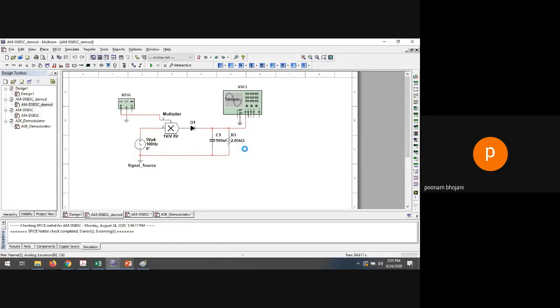Okay, let me connect it properly. First channel, let's say I'm connecting with the message signal. Second, I'm connecting with the carrier signal. Third, I'm connecting after the multiplier, it means my modulated signal. And fourth is my demodulated signal.